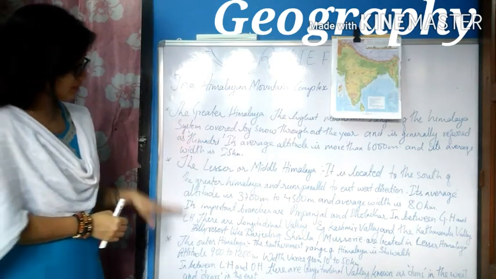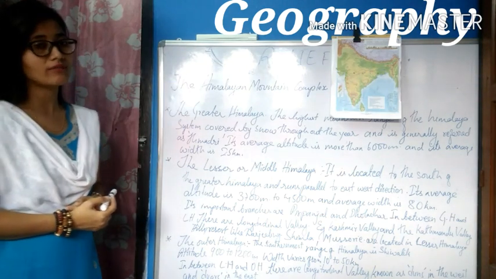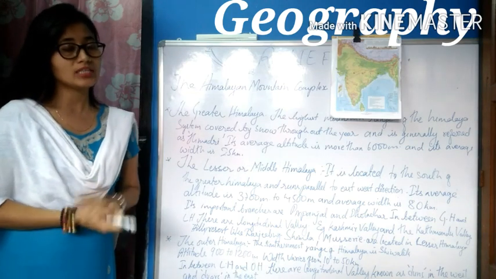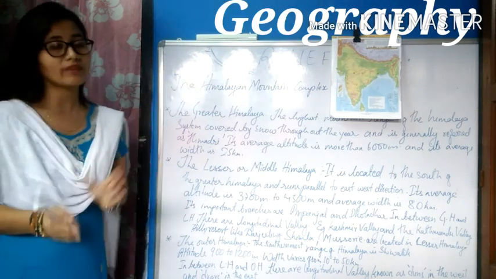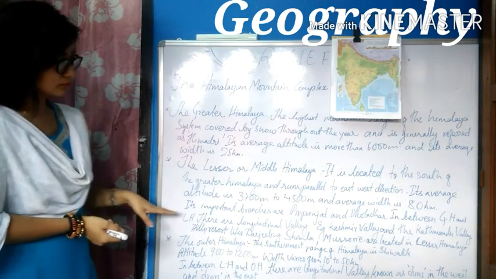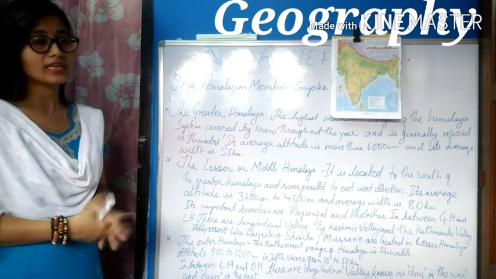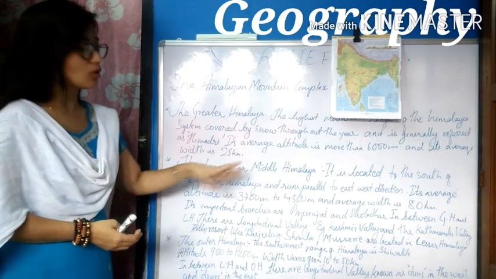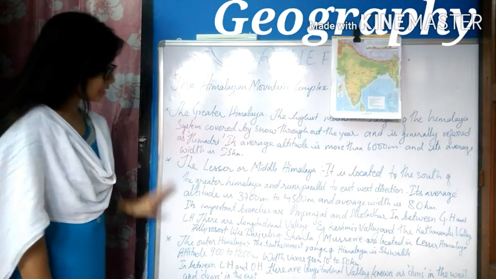In between the Greater Himalaya and the Lesser Himalaya, there lies a longitudinal valley. The Kashmir Valley and the Kathmandu Valley are one of the best examples that I can give you, the longitudinal valley that lies between the Lesser Himalayas and the Greater Himalayas. Most of the hilly resorts like Darjeeling, Simla, Mussoorie fall on this Lesser or the Middle Himalaya. So this was about the Greater and the Lesser Himalaya.